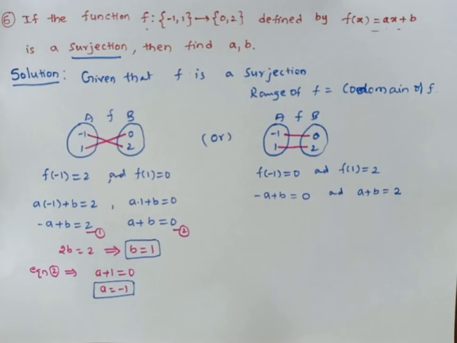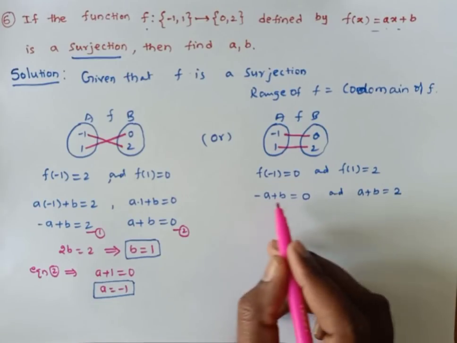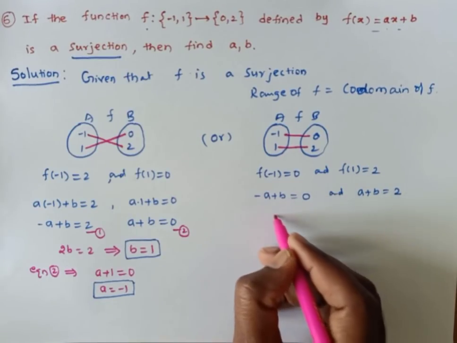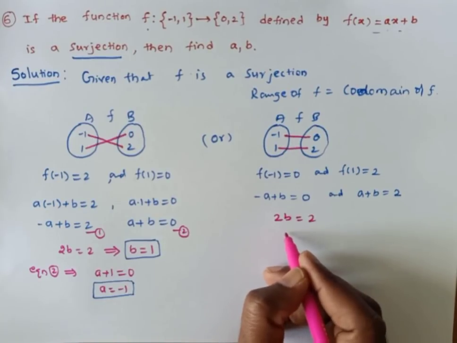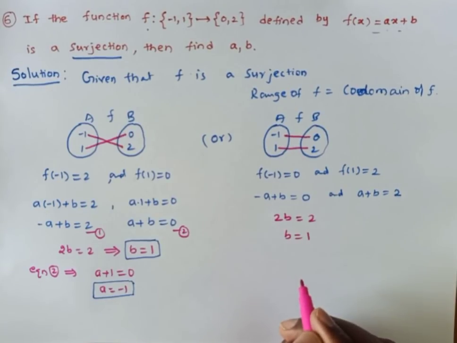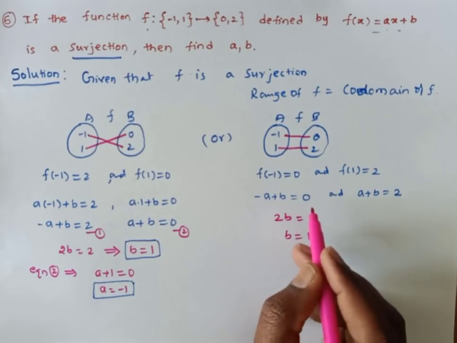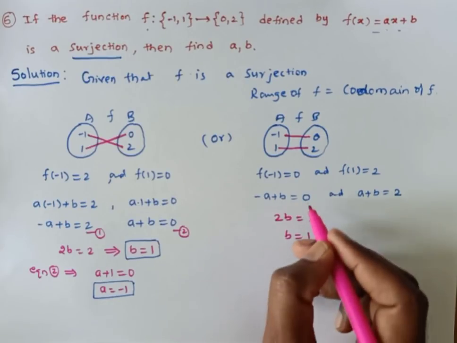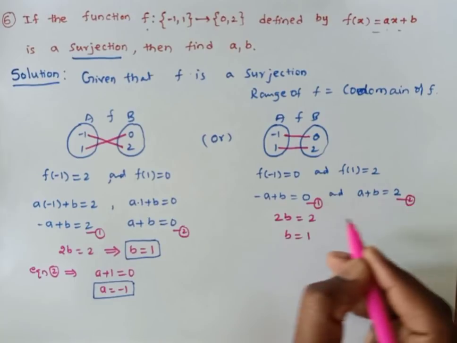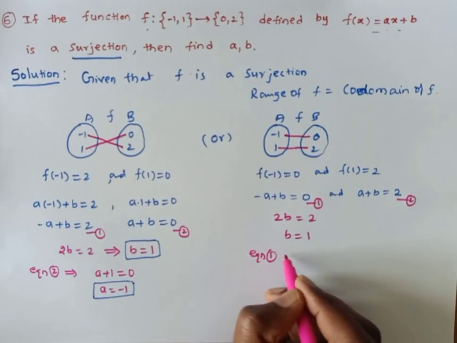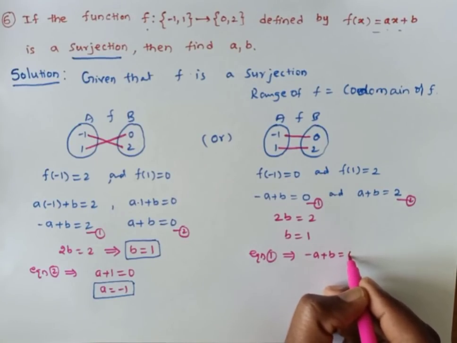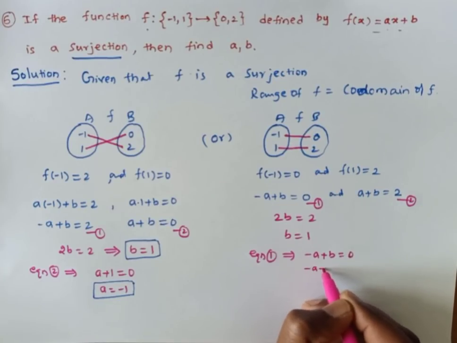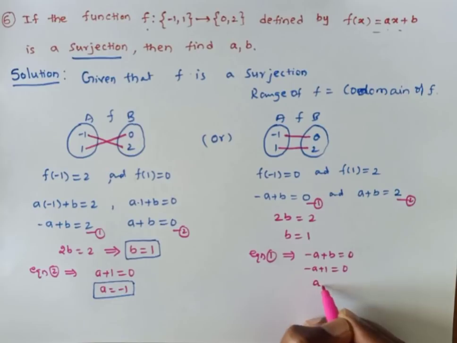Now adding these two equations, minus a plus a gets cancelled, b plus b is 2b, equal to 0 plus 2, which is 2. So this implies b is equal to 1. In this case also b is 1. So substitute b equals 1 in equation 1 or equation 2. Let this be equation 1 and equation 2. Equation 1 implies, substituting here, minus a plus b is equal to 0. Minus a plus 1 equals 0. Therefore a equals 1.